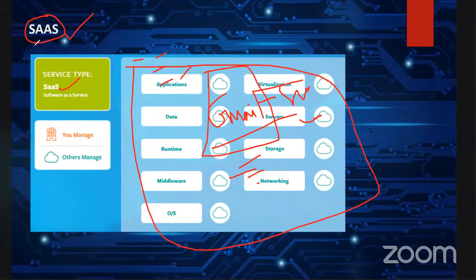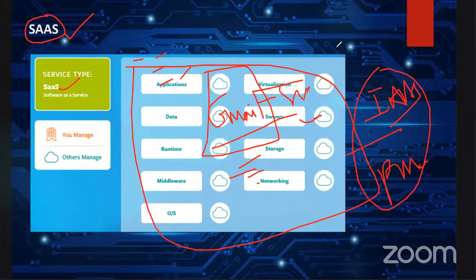No one will ask you for SaaS. Mainly you need to concentrate on IaaS, and nowadays people are going with PaaS also. It's coming slowly. So you just need to understand infrastructure as a service. In an interview for sure they will ask you what the service models are.